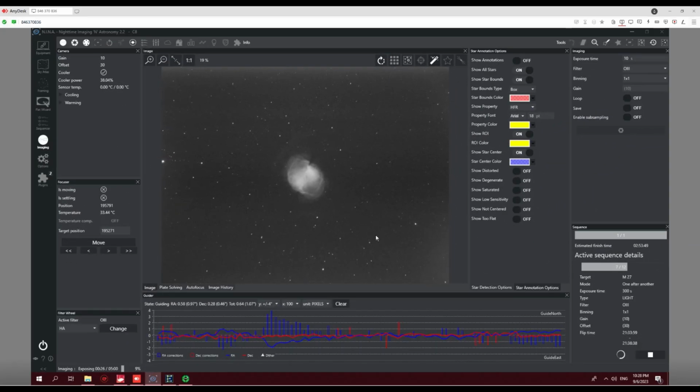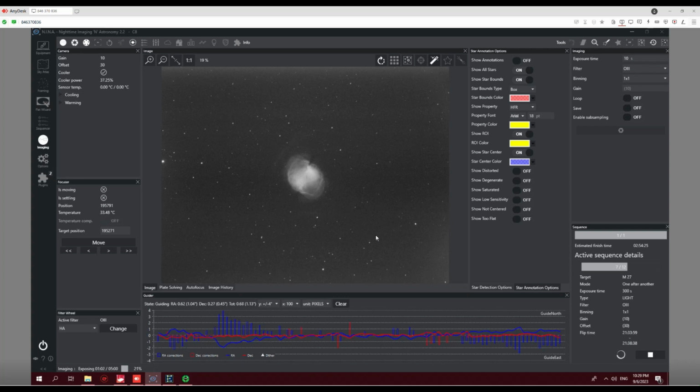All right, so a little bit of information about the Dumbell Nebula. It's also known as the Apple Core Nebula or Messier 27. It's a planetary nebula, and it's in the constellation Vulpecula. I'm not too familiar with that constellation, although I don't know most of the constellations, because that's not something that I really get into. But it sits at a distance of 1,360 light years away from Earth.